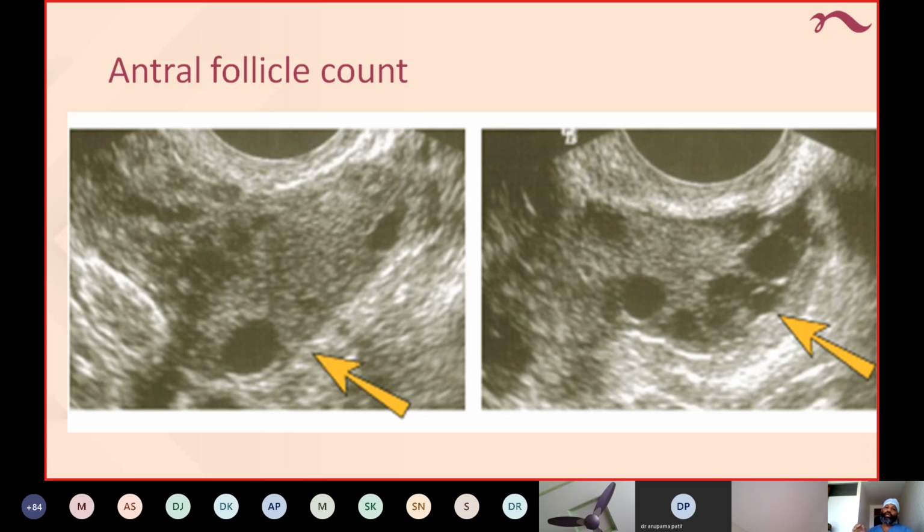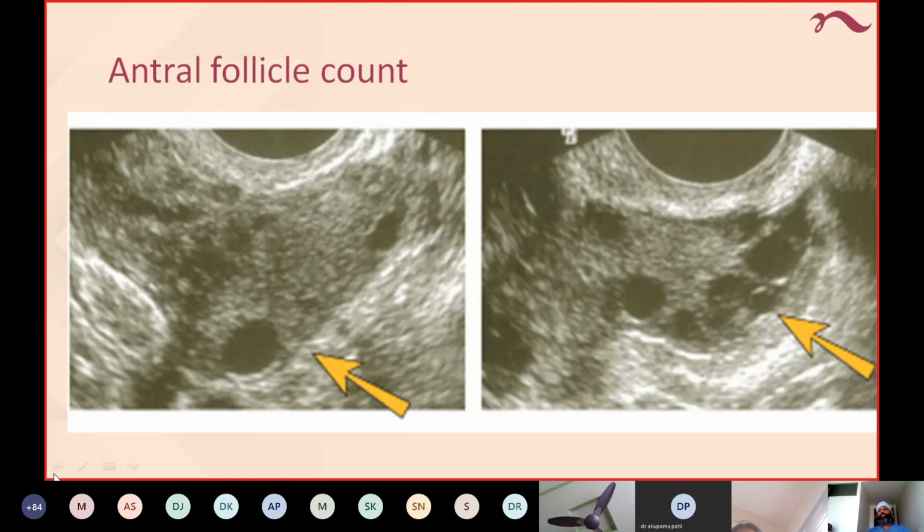So next is to see antral follicle count. What is antral follicle count? When you do a scan on the second day of the cycle, you see in picture 1, can you see here hardly one egg, one follicle, and another is a small one here. But you see the other side, there are so many follicles.